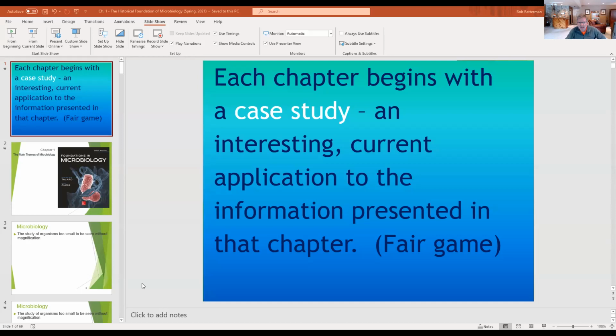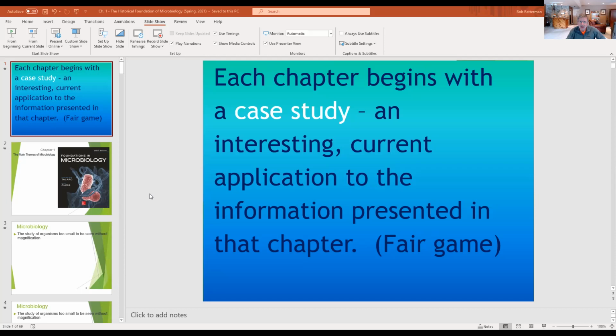As we look at each of these chapter PowerPoints, you're going to notice that every chapter starts with a case study. While we may or may not make any comment about that during lecture or during the Zoom class that I'm recording right now, I do want you to read those case studies. They're very pertinent in terms of having information that either directly or peripherally relates to the topic that the chapter covers. Plus, they're just really interesting.